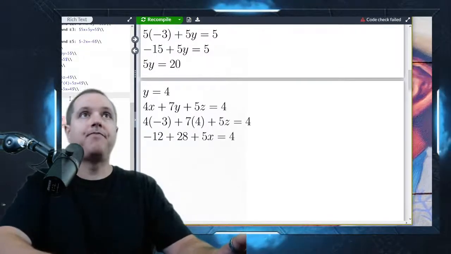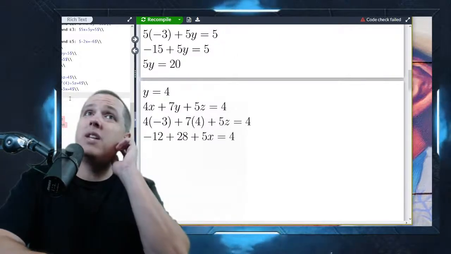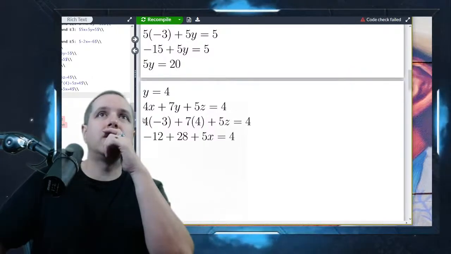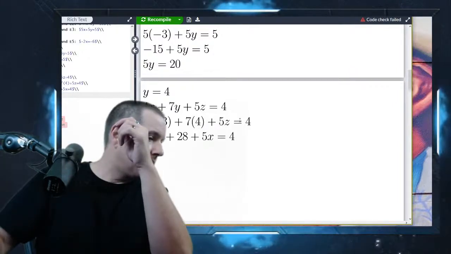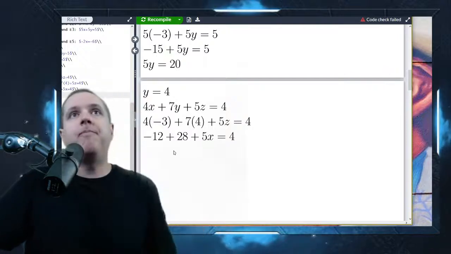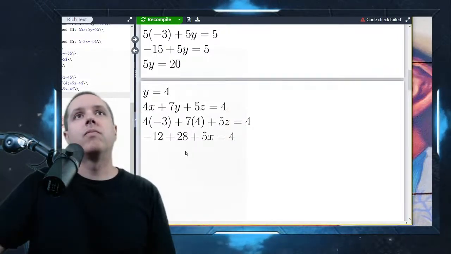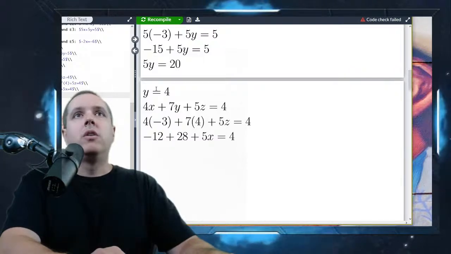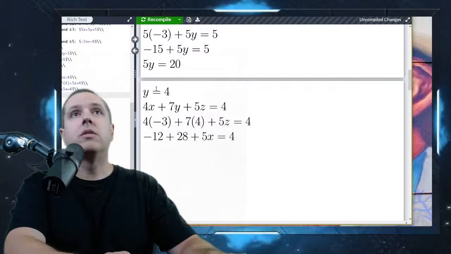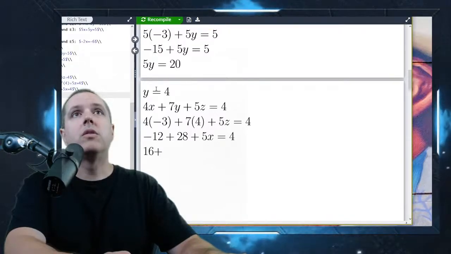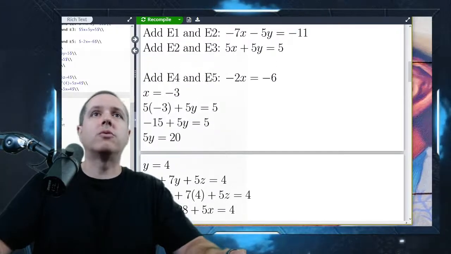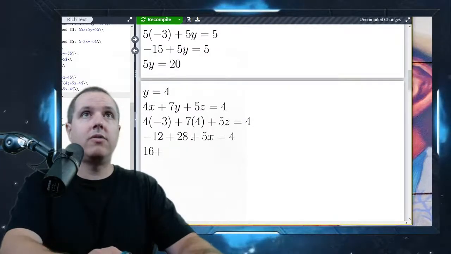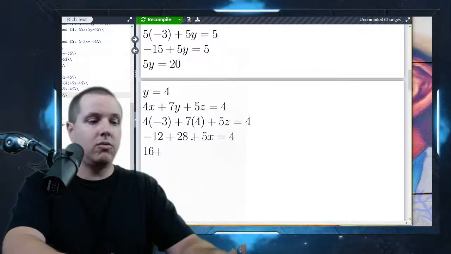Let me know if I make a typo here. Okay, so that's going to be what? 28 minus 12 is going to be 16. Subtract 16. That doesn't look right, does it? Negative 12. Did I copy that right? That doesn't seem like it's going to come out right. Let me see, though. So that would be 16 plus, right, y was negative 3? X was negative 3, I mean. 16 plus 5z equals 4.